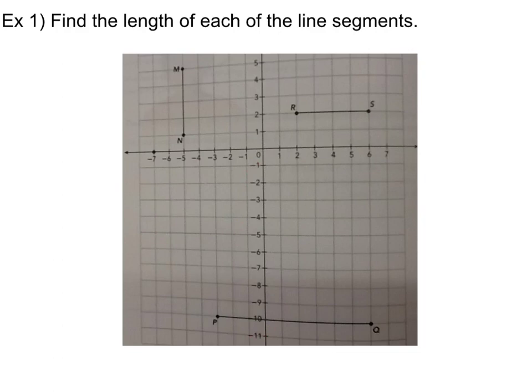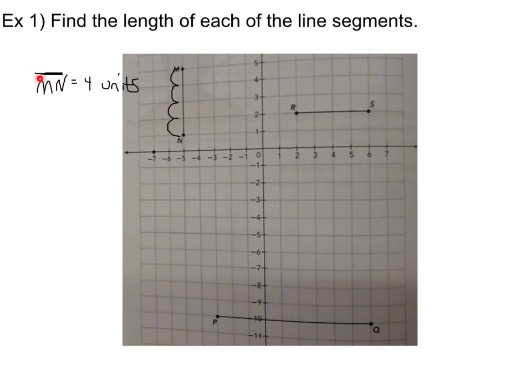Let's start with finding the length of line segment MN, which is right here. Since this is already graphed, we can just count our sections. Here we have 1, 2, 3, 4. So line segment MN is 4 units.